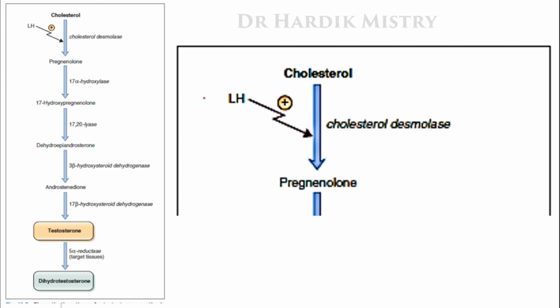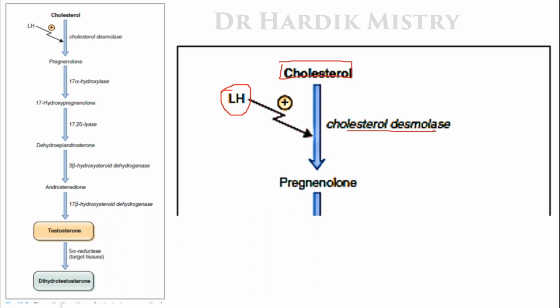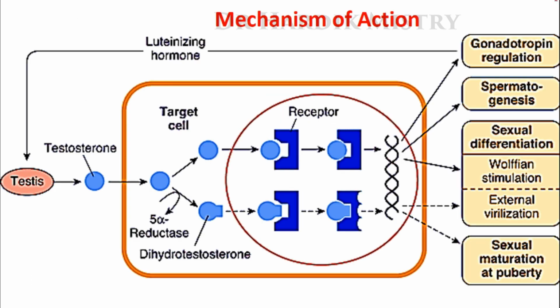Now, what is the importance of LH, luteinizing hormone, in the synthesis of testosterone? Here we have to know that testosterone synthesis takes place from cholesterol only. The first step in the process of testosterone synthesis: the cholesterol is converted to pregnenolone with the enzyme cholesterol desmolase. This process is enhanced by the luteinizing hormone, the hormone of the anterior pituitary gland.